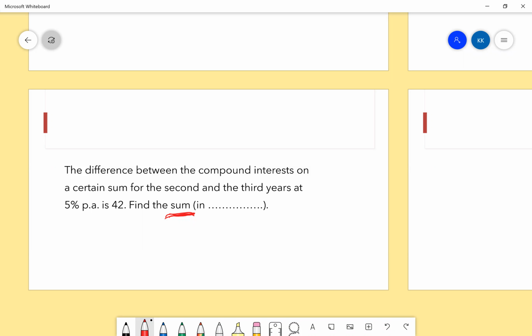Hurry up, guys. You have your calculators with you.